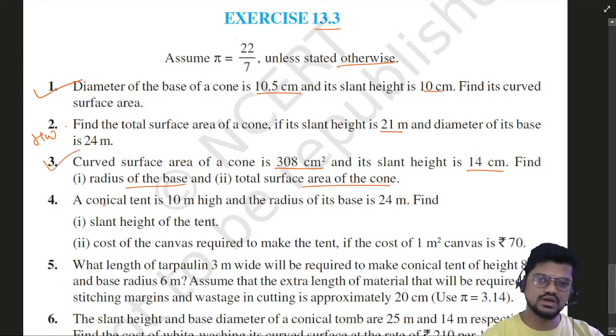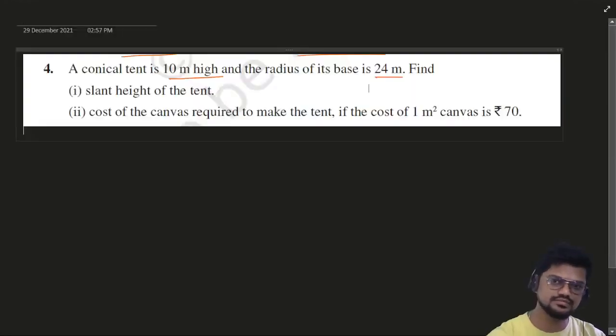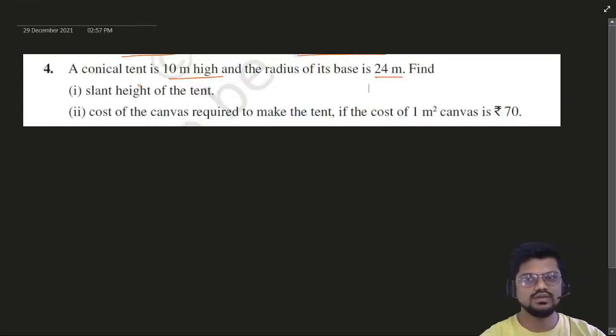The next question is, a conical tent is 10-meter high and the radius of its base is 24-meter. Find the slant height of the tent. What do we do in this question? See over here. What they have given? A conical tent is 10-meter high.